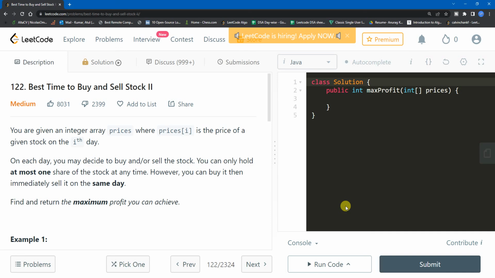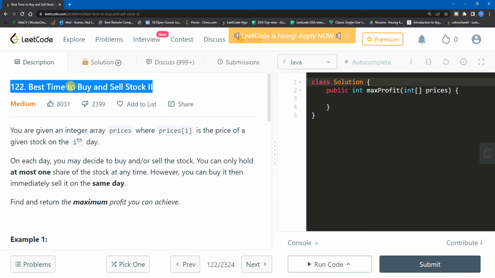So here we have already discussed this problem. Okay, not exactly that problem. The previous problem was a variant of this problem. So you can understand it in this way: Best Time to Buy and Sell Stock is a set of problems. It is not a single problem. We have different kinds of variants of this problem.